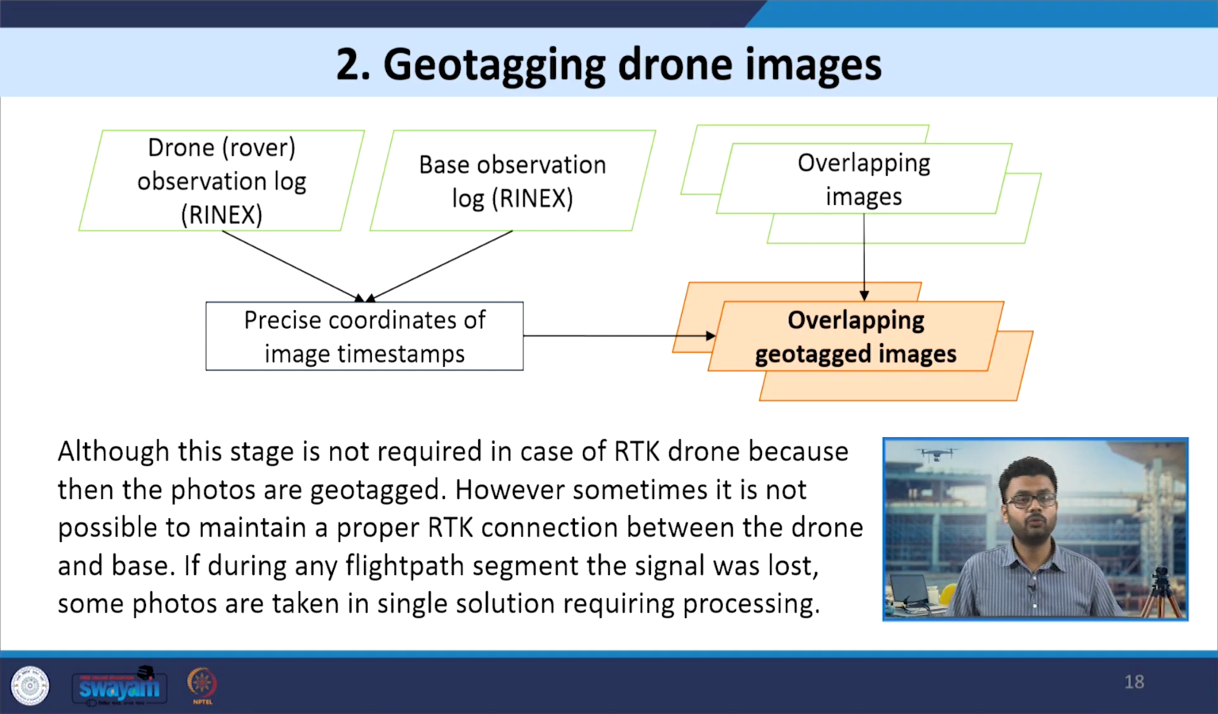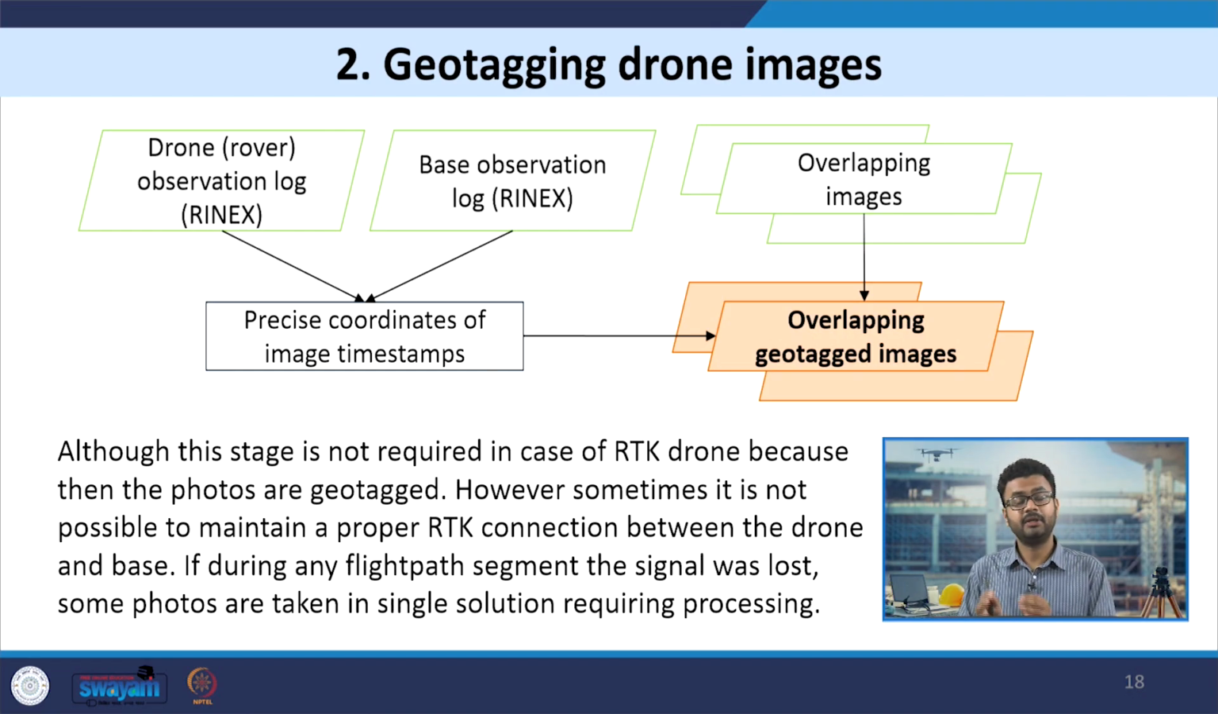Then based on the drone, which acts as a rover essentially, and the base observation logs, we can generate precise coordinates of the image timestamp. Once we have the precise coordinates of the image timestamp, then we combine these with the images to generate geotagged images. Although this stage is not required in the case of RTK drones, because in RTK drones, the drone location itself is quite accurate. So the photographs are geotagged very well.